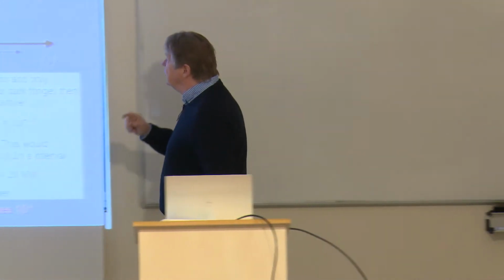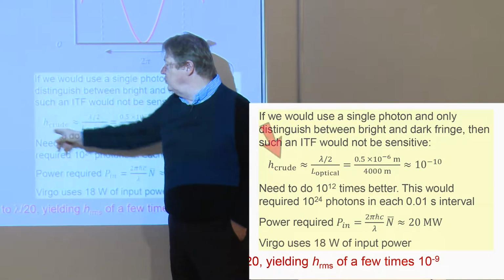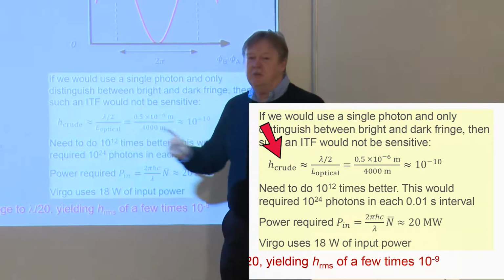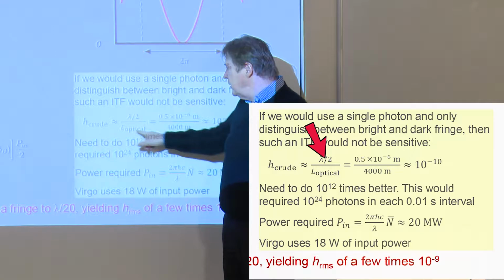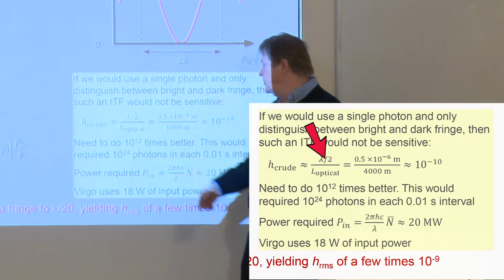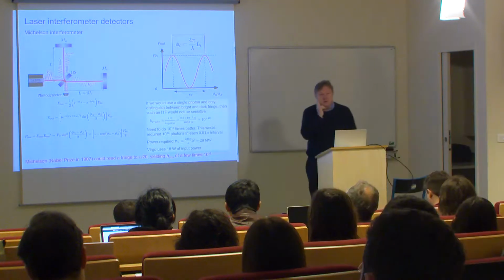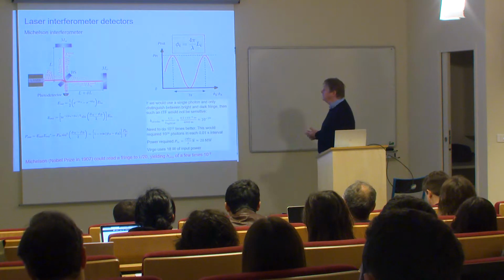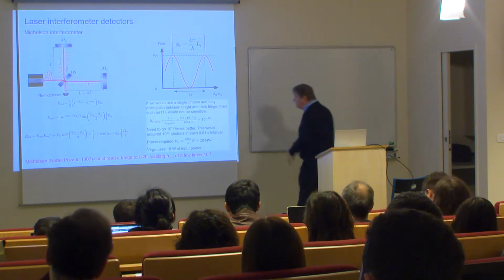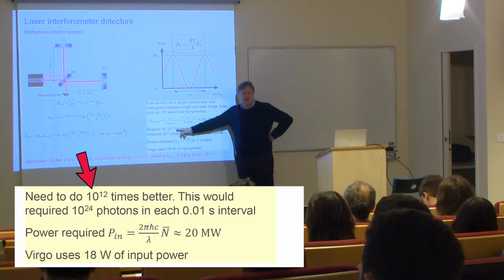If you would do that on, for example, a LIGO detector, then a crude estimate of your sensitivity between a dark and a bright fringe will be half a wavelength. Your optical length is 4 kilometers, and your sensitivity is about 10⁻¹⁰. So again, not good enough to just use an interferometer that way. If you would like to go to 10⁻²², you need to do 12 orders of magnitude better.